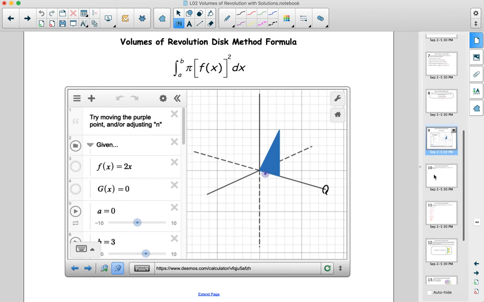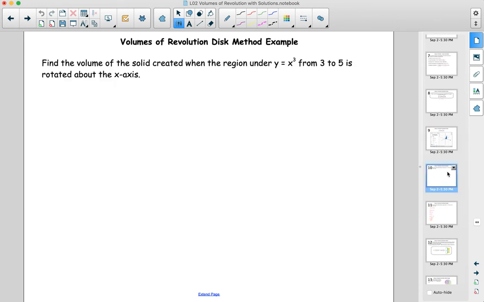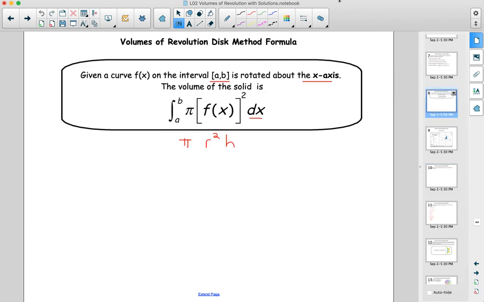All right, let's move forward to an example. So we know this one, when you spin it around, is going to create a cone. All right, let's try this one. Find the volume of the solid created when the region under y equals x cubed from 3 to 5 is rotated about the x-axis. And you've seen the formula you're going to need to use. And this will be our first time to ponder pause.